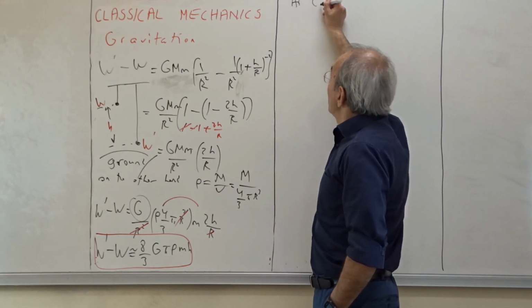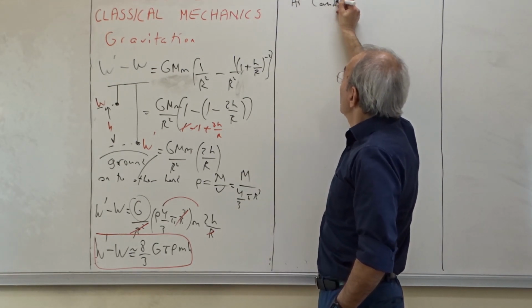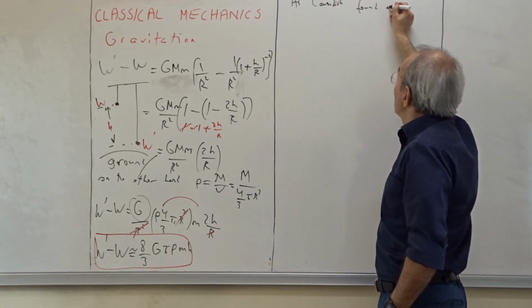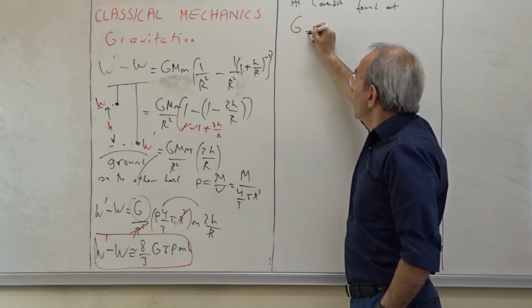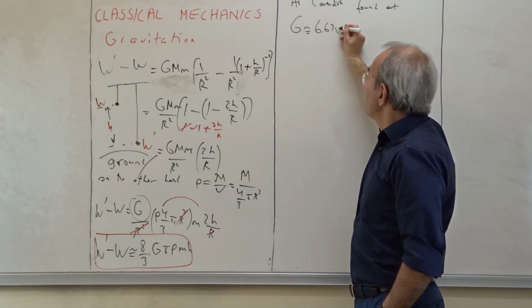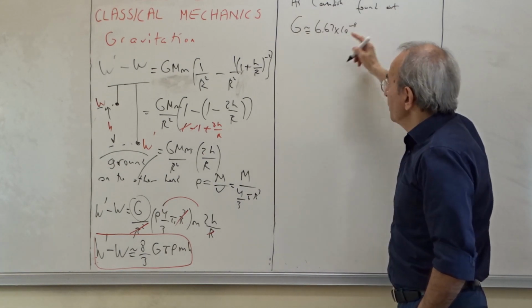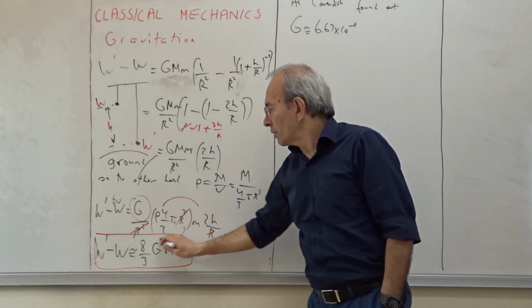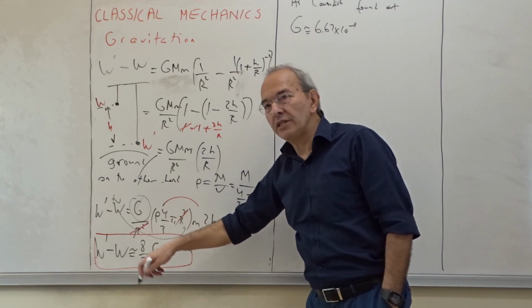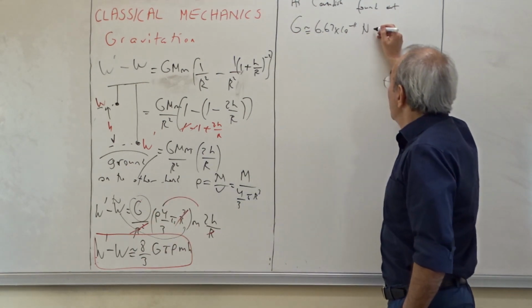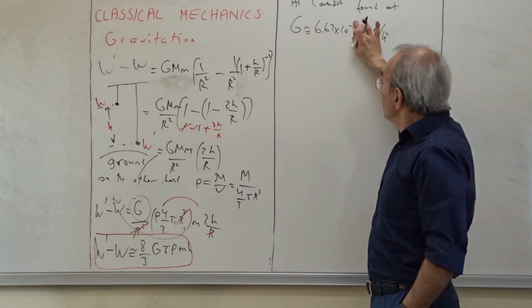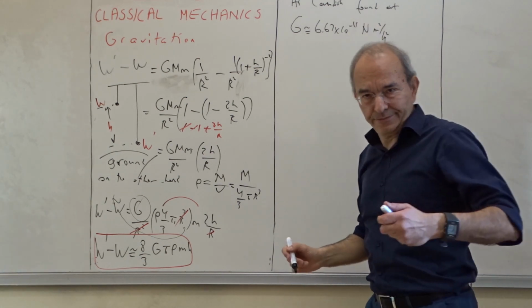As Lord Cavendish, the English astronomer, found out, capital G was approximately 6.67 times 10 to the minus 11, and the unit is Newton times meter squared per kilogram squared. So it's a very small number indeed, 10 to the minus 11.